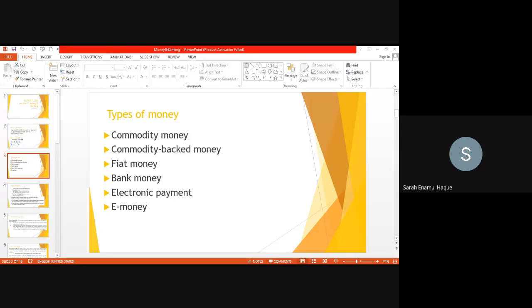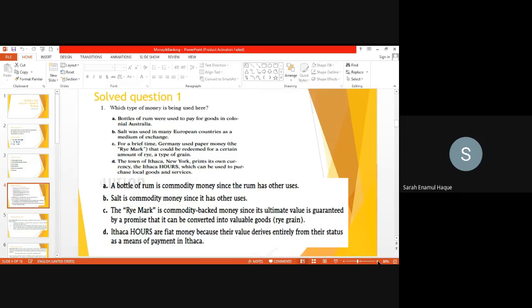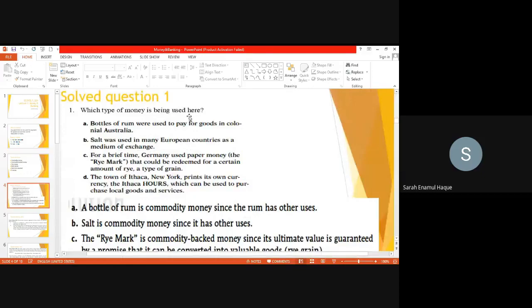Okay, let's go back to the slides that I prepared for you. So here we discussed these in class, so let's move on to the next part. This is the first solved question. I hope you can see, but let me still zoom in a little bit. Which type of money is being used here? I've given 4 situations, A, B, C, D. This is slide number 4. You will have to identify which type of money this is from among the 6 or 7 types of money that you have learned.